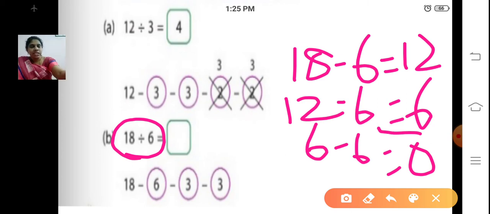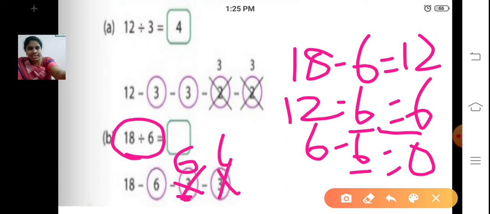So now shall we write like this? 18 minus 6. So what number will come here? We have to subtract by 6, right? So this is wrong. Write 6 here. Again what number should come here? 6. So cross this and write 6. So first 18 minus 6. Again you subtract 6 from that answer. Again you subtract 6 till you reach 0.